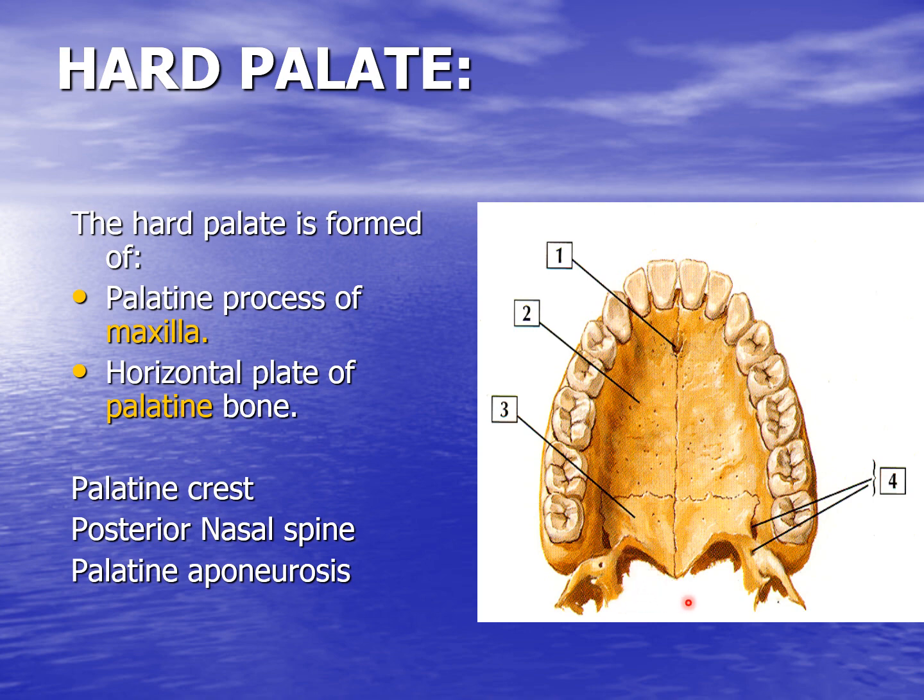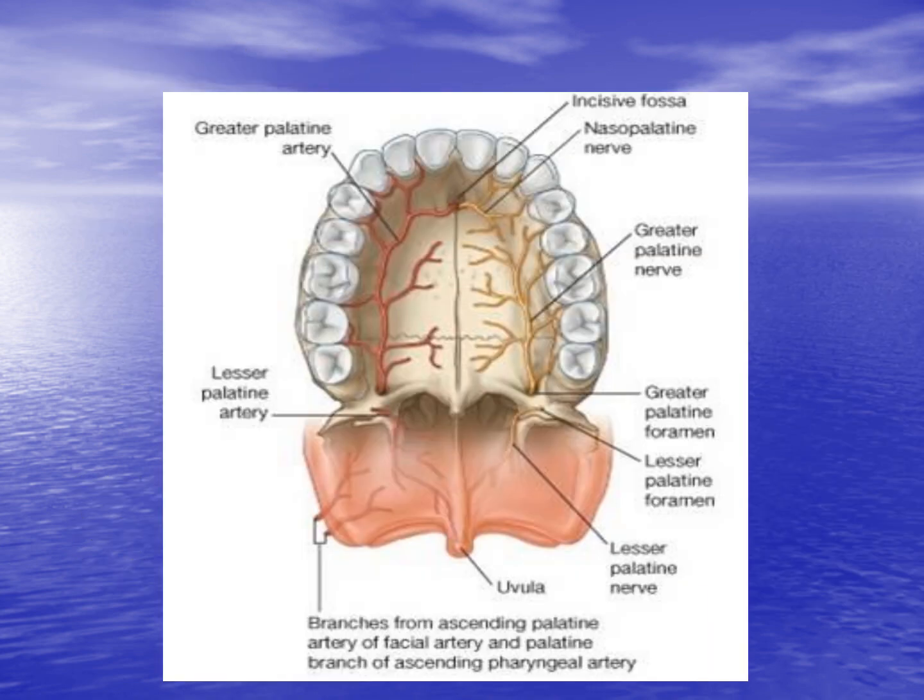From this crest there is a white fibrous tissue passing backwards, in which all the muscles are attached. This is called the palatine aponeurosis. So all the muscles are attached to the palatine crest and the palatine aponeurosis. One muscle, which is in the uvula, is musculus uvulae.